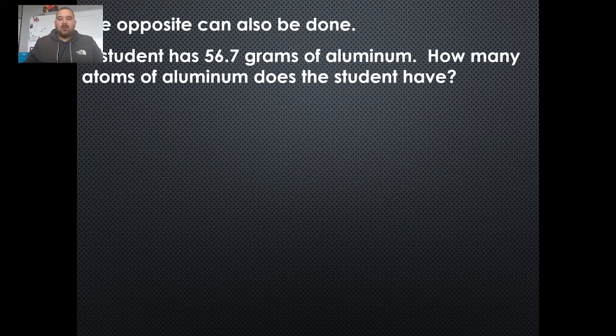All right, so this one I want y'all to try doing on your own. All right, let's go ahead and solve this one real quick. Our given information is going to be 56.7 grams of aluminum. We know that we need to put grams down here. The molar mass of aluminum is going to be 27 grams, so 27 grams of aluminum, for 1 mole of aluminum.